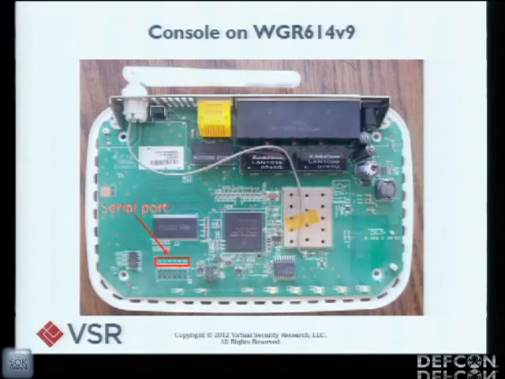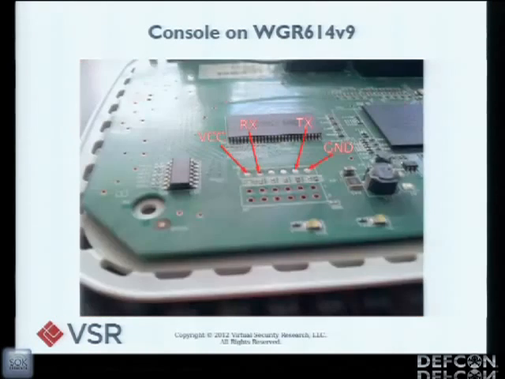So basically, connecting to the console, you're looking for four pins: ground, VCC, which is positive voltage, TX and RX for transmit and receive. And just for example, on the WGR614v9, these six pins at the bottom left constitute the serial port, but we only care about four of them. A closer look, we have VCC, RX, TX, and ground.